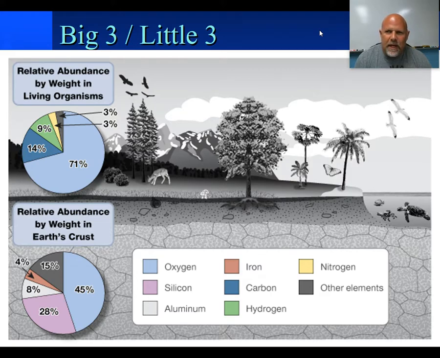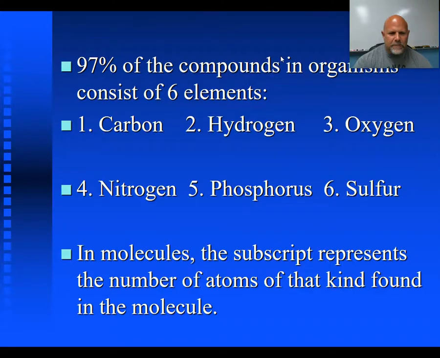And then the other molecules are phosphorus, nitrogen, and sulfur. They make up another few percent of living things. So the big three: carbon, hydrogen, oxygen. The little three are nitrogen, phosphorus, and sulfur.